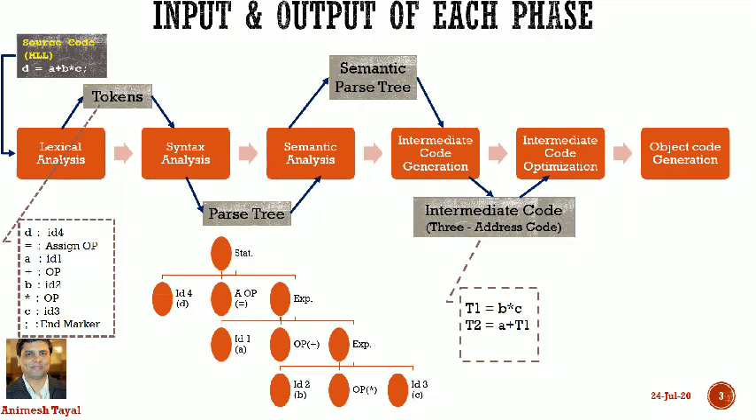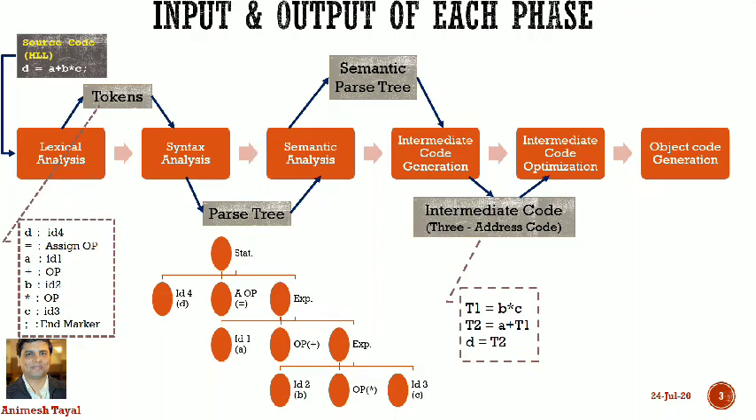Next temporary is T2. T2 is equal to A plus T1, meaning the second operation, addition. A will be added to the first temporary value, that is T1. And after that, a permanent register, that is D, will be assigned the value of T2. Or you can say the value of T2 will be assigned to the permanent register D. So these are the three address code of the given statement D is equal to A plus B star C.